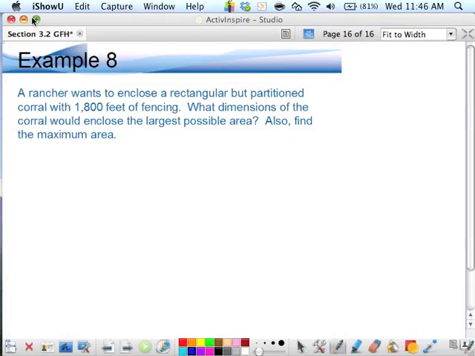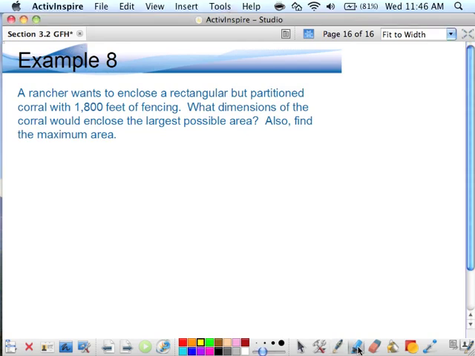For our final problem, let's look at this example. A rancher wants to enclose a rectangular but partitioned corral with 1,800 feet of fencing. What dimensions of the corral would enclose the largest possible area? So let's talk about what we're looking for. We need to find the dimensions that would enclose the largest possible area. Also, we need to find the maximum area.